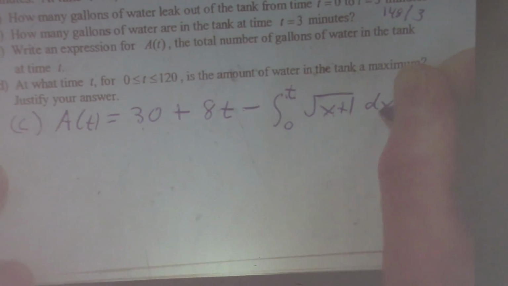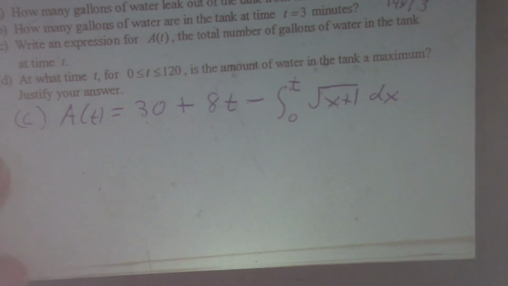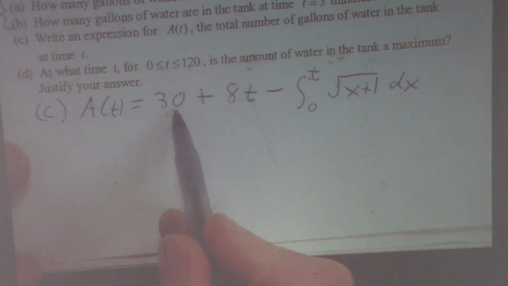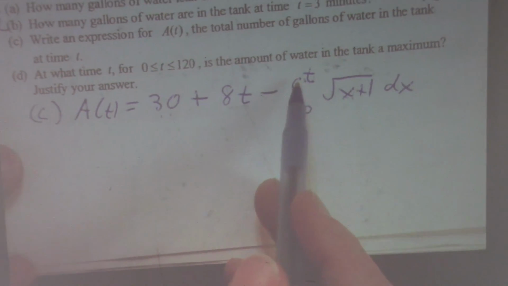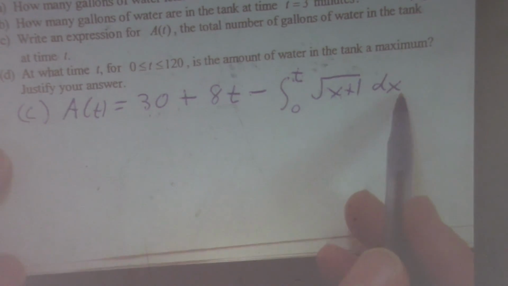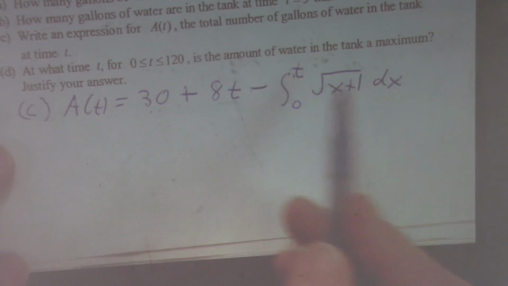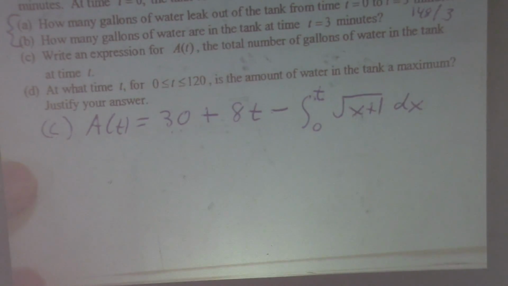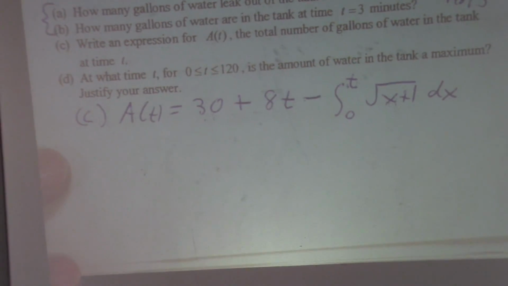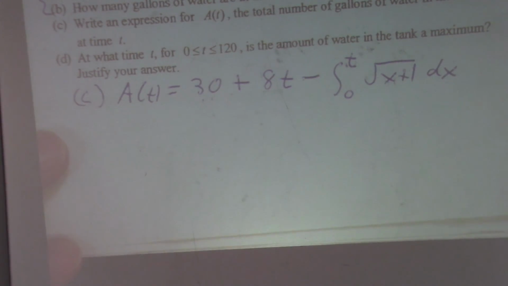So this is dx. So we have a final answer of A of t equals 30 plus 8t minus the integral from 0 to t of the square root of x plus 1 dx, with x being what we call a dummy variable. And we will skip number 5, part D. We will do it at a later time, and that's the concept of the dummy variable.